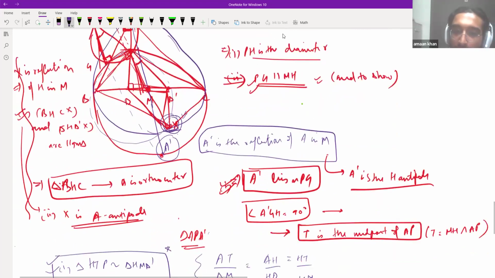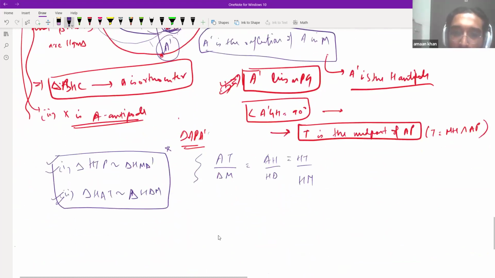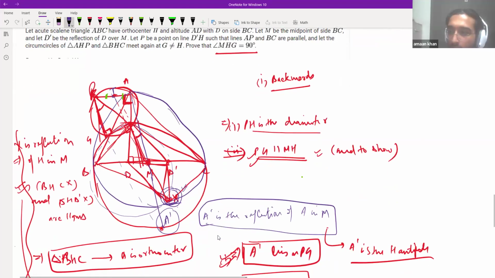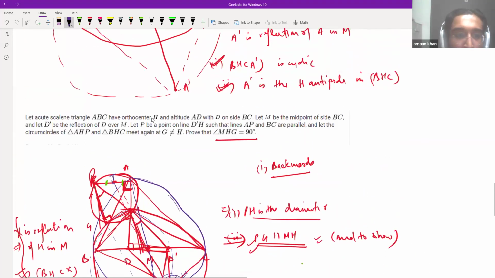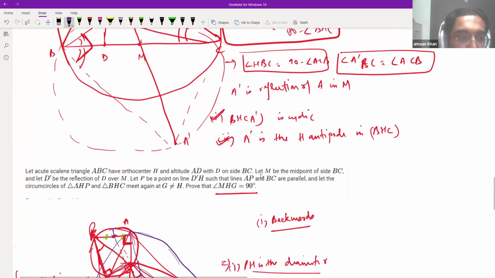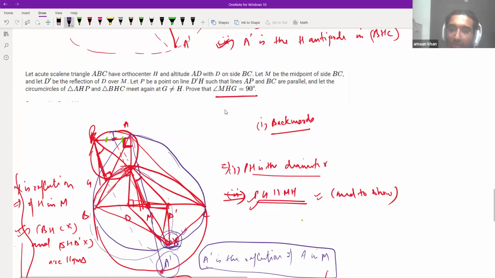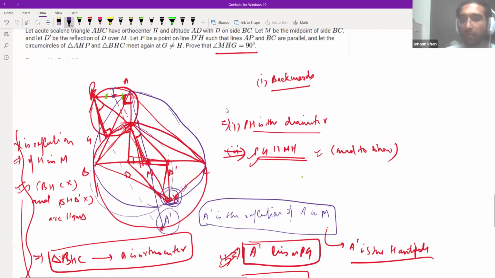Does anyone have any doubts in this whole thing? No doubts. I think I'll just end here. I'll send the sources after the class, and you will get a problem set for this. I'll give harder problems in that.